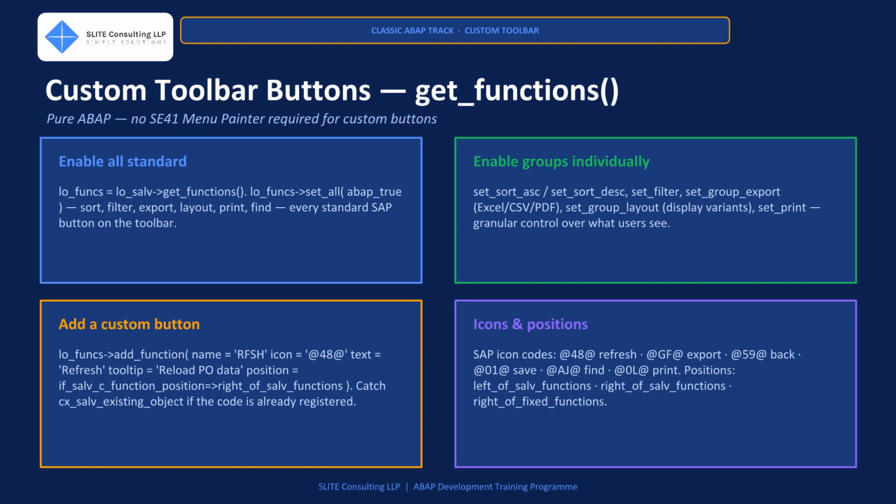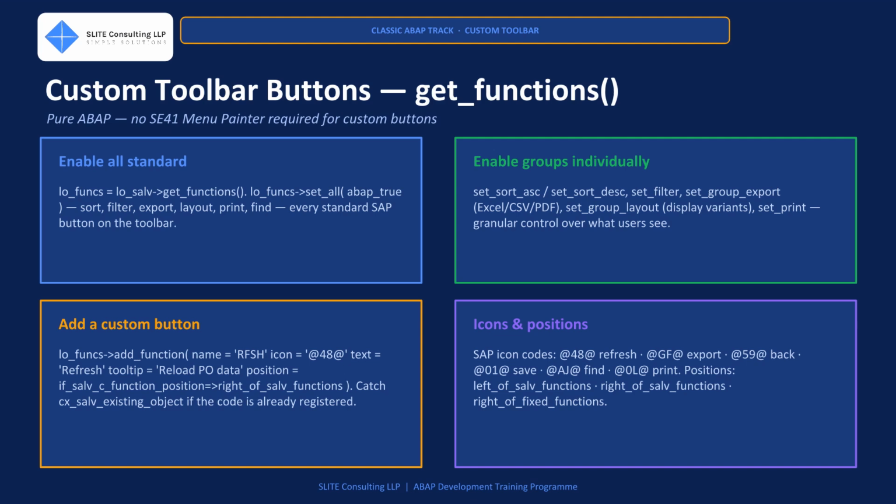Or selectively enable groups using individual set methods. To add a custom button, call add_function with 4 key parameters. Name is the function code that appears in e_salv_function when clicked. Icon is an SAP icon code. Text is the button label visible in text-only mode, and tooltip is the hover text.